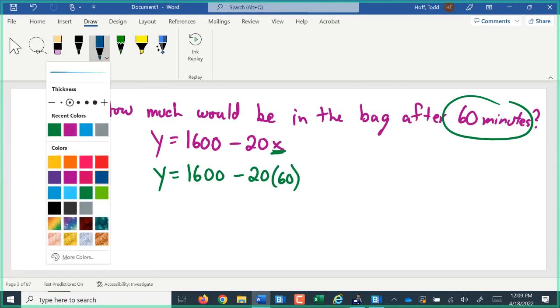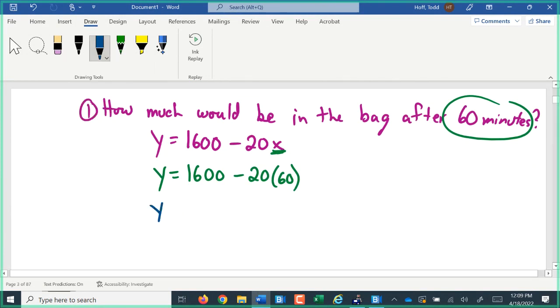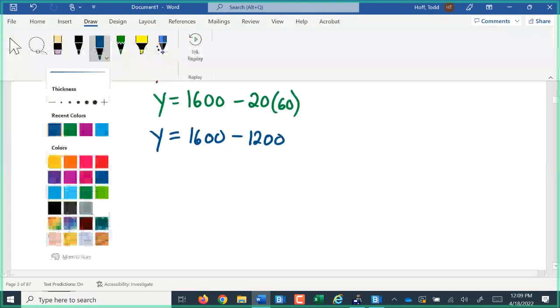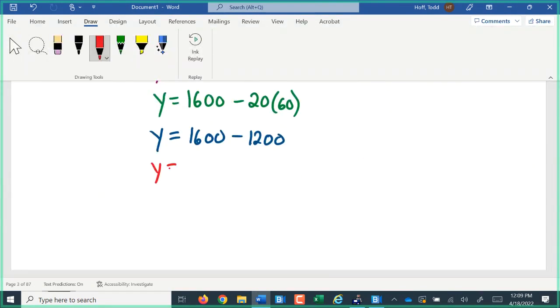So now, it's just order of operations here. Y equals, there's nothing happening to the 1600, but negative 20 times 60 is a negative 1200. And now I can combine 1600 minus 1200 is 400. So after 60 minutes, I would expect there to be 400 milliliters left in that bag.